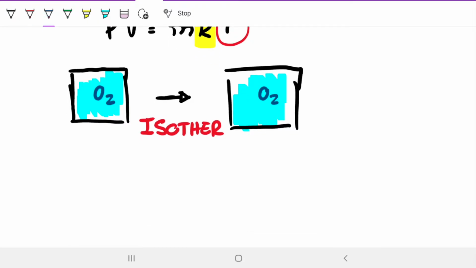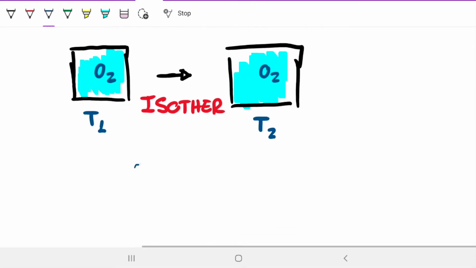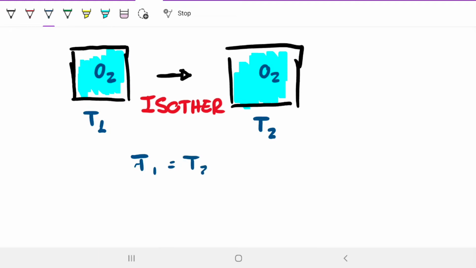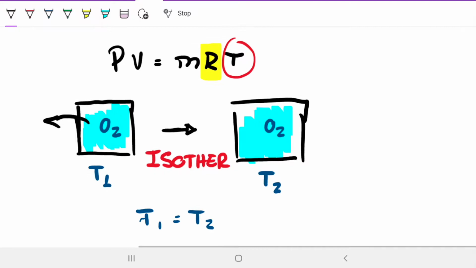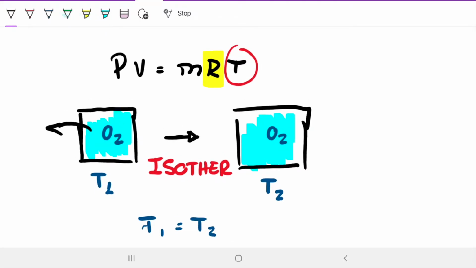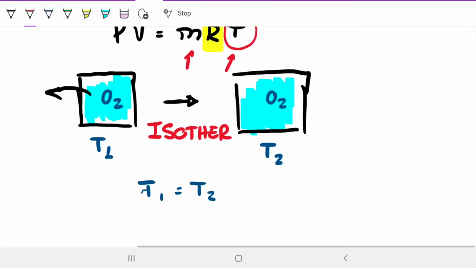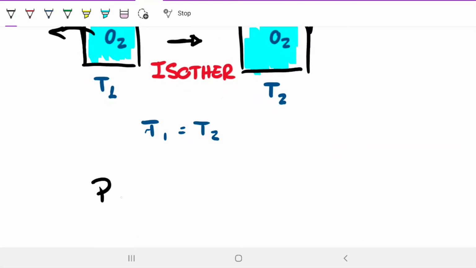So in other words, the temperature in state 1 is equal to the temperature in state 2, right? So T1 equals T2. So what does that mean? Well, if there's no mass leaving this system, then not only the temperature is constant, but also the mass on the right side of that equation is constant. So if you go back to PV equals nRT, this whole right side of the equation is going to remain constant regardless of what happens to the left-hand side, right?